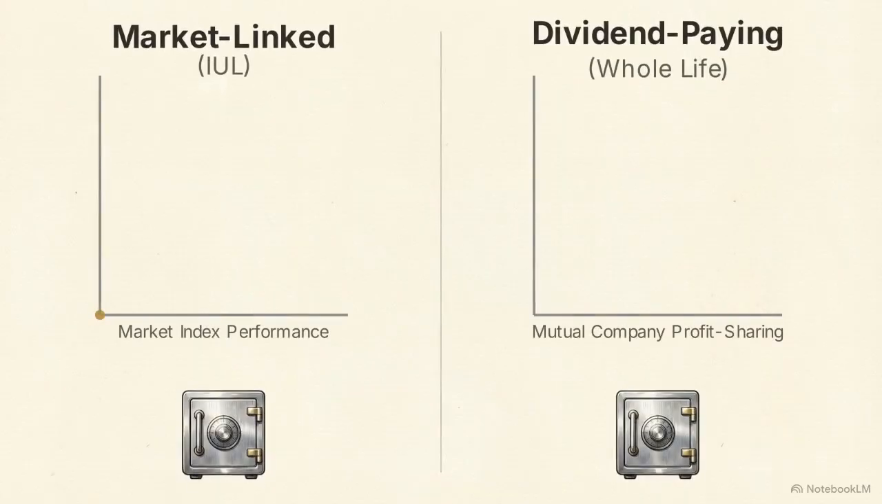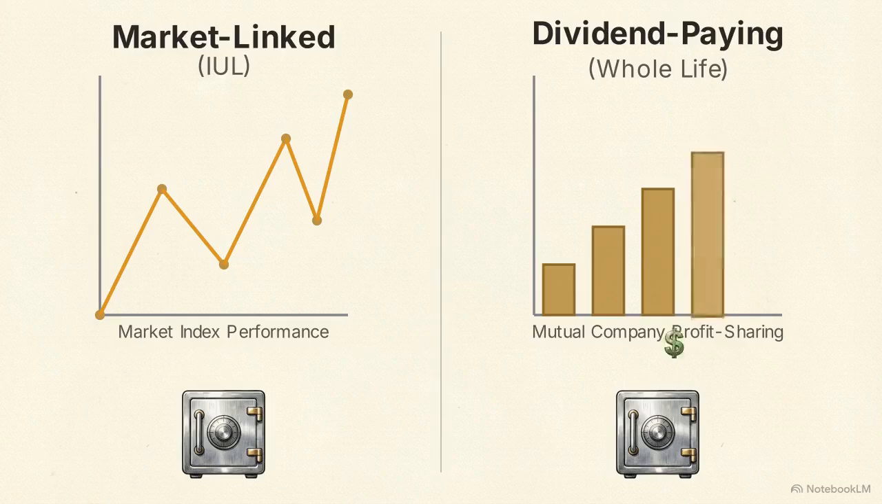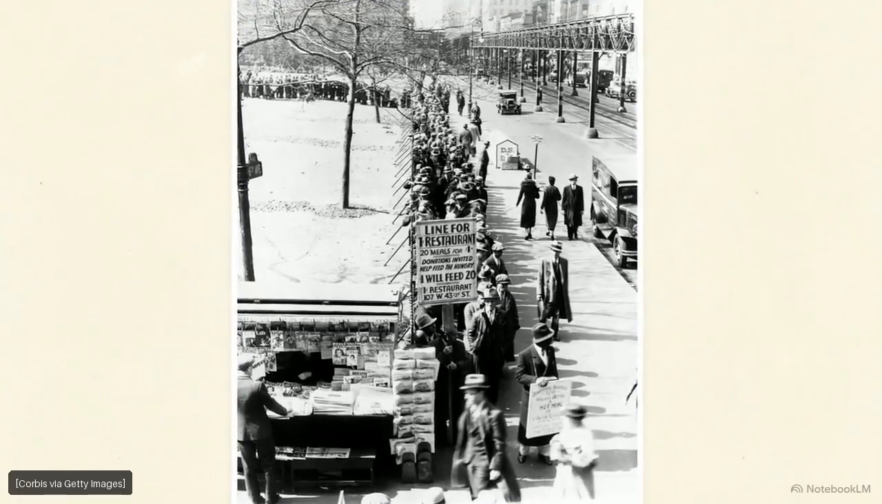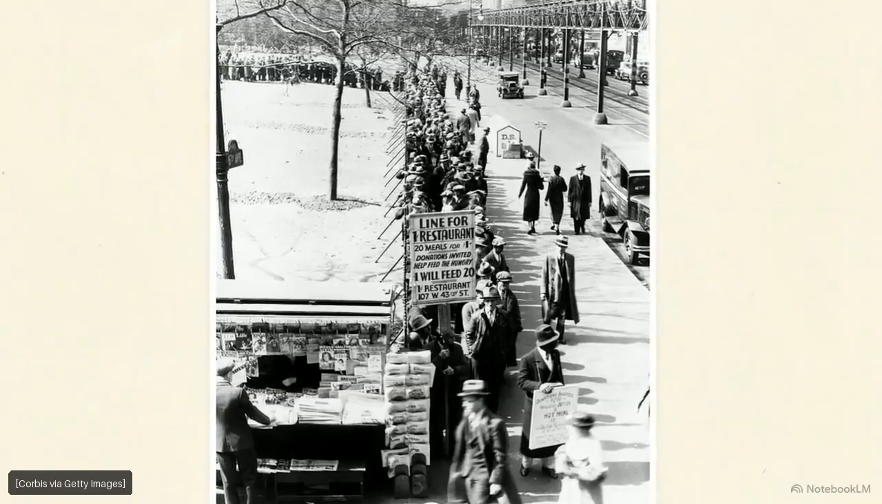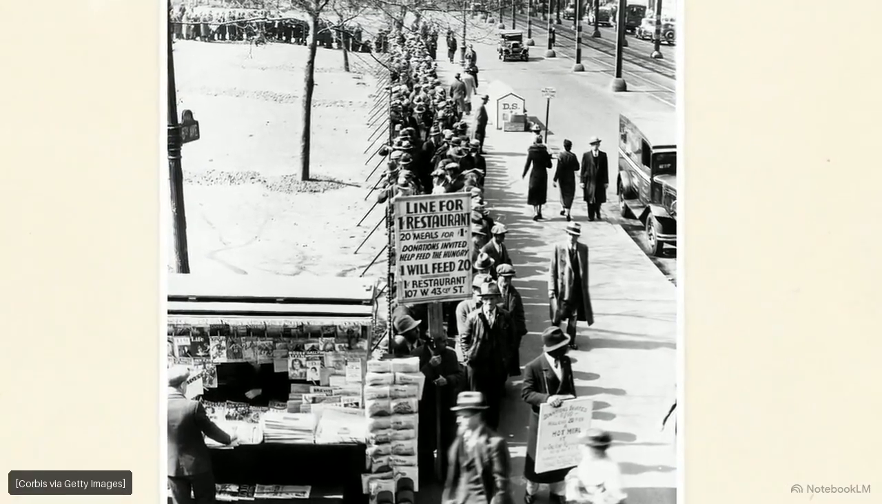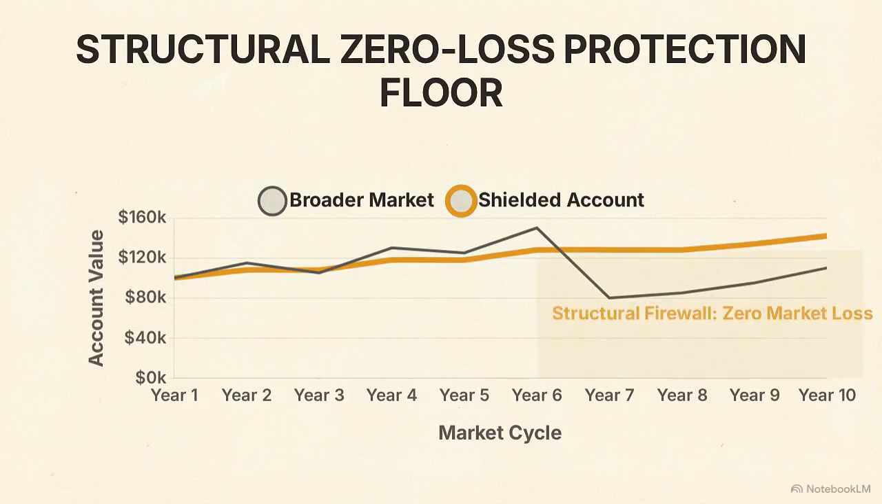An IUL credits interest based on the performance of a market index, while Participating Whole Life pays dividends from the profits of a mutual insurance company. Mutual companies issuing these policies have maintained dividend payouts and protected principal through severe economic distress, including the Great Depression. While the broader market experiences severe drawdowns, these properly structured insurance contracts act as a firewall against capital loss.